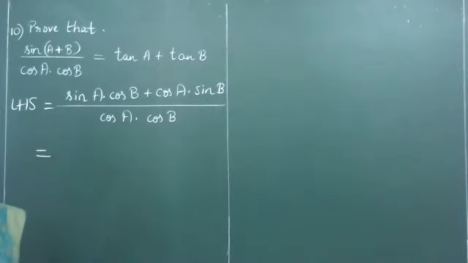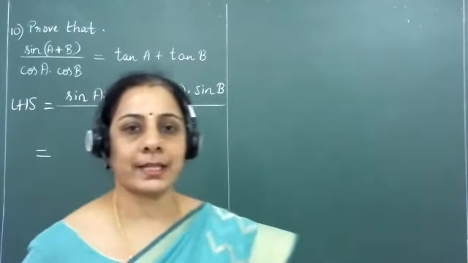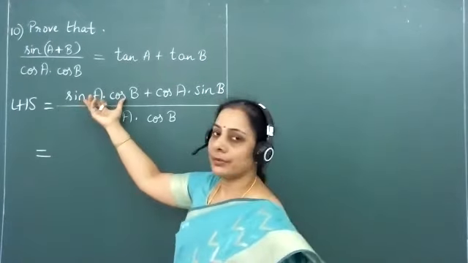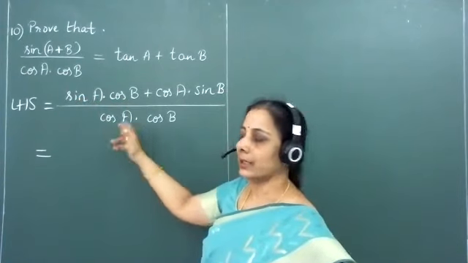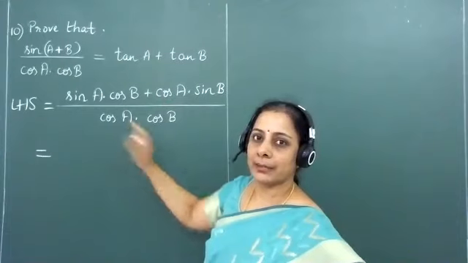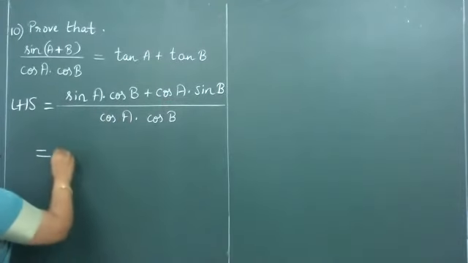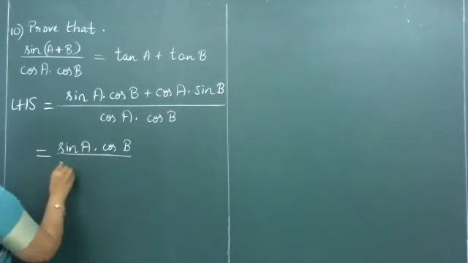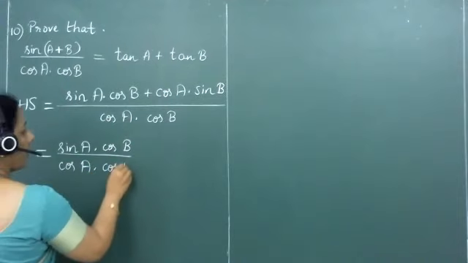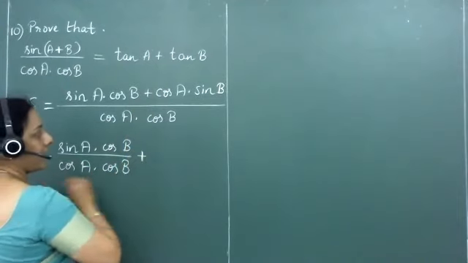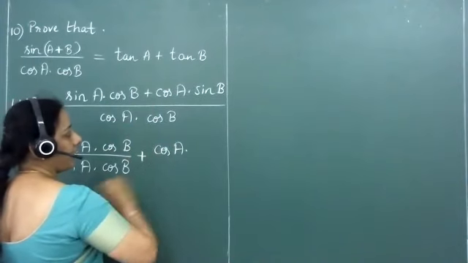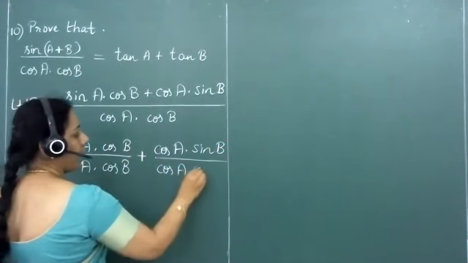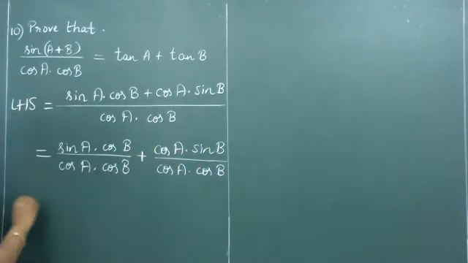Now in the next step, we shall go for term-wise division. What is the meaning of term-wise division? We take first term divided by the denominator plus second term divided by the denominator. So that sin A into cos B divided by cos A into cos B. We have a plus sign in between. Second term in the numerator, cos A into sin B divided by cos A into cos B.